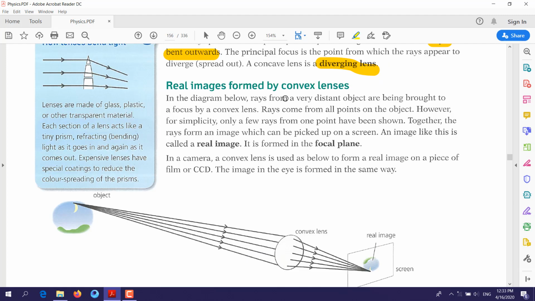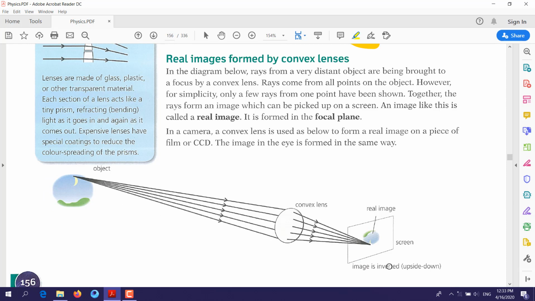Real images formed by a convex lens. This diagram shows how the image is formed using a convex lens. As you can see here, a very distant object from the lens, for example the moon. The moon will send light rays. When these light rays pass through a convex lens, what will they do?